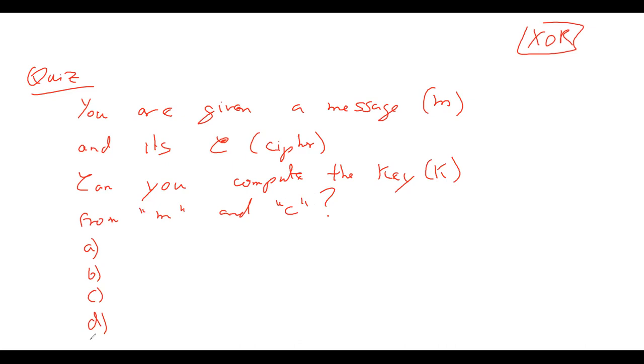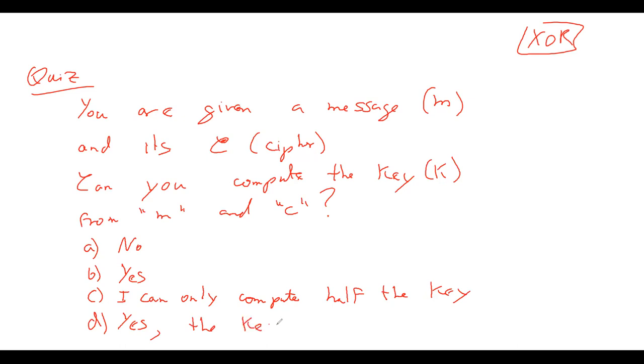So it's going to be A. No, you cannot. B, yes, you can. C is I can only compute half the key. Yes, the key is K.